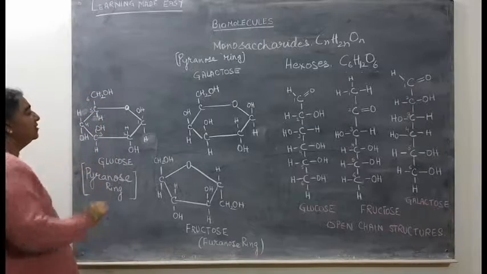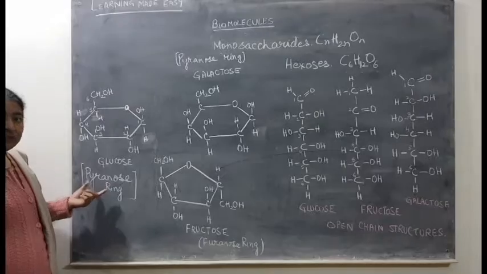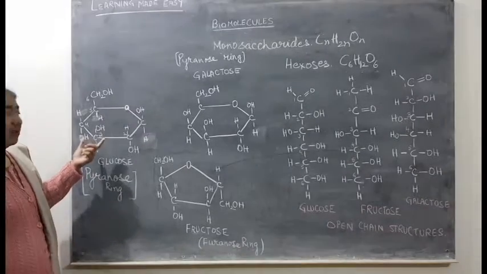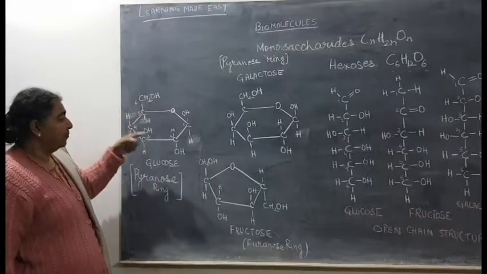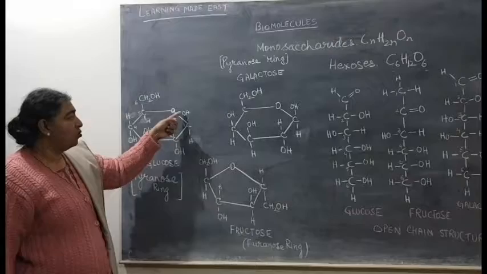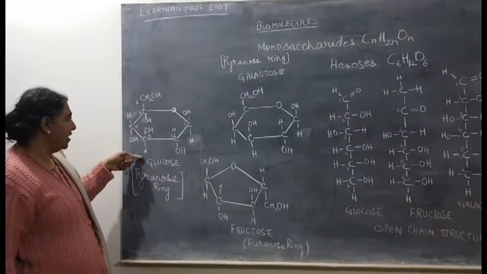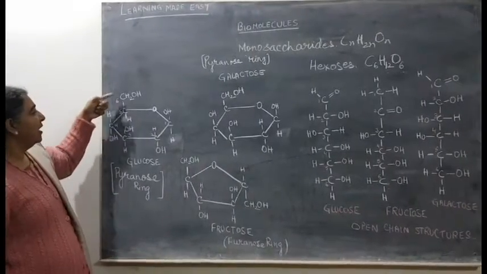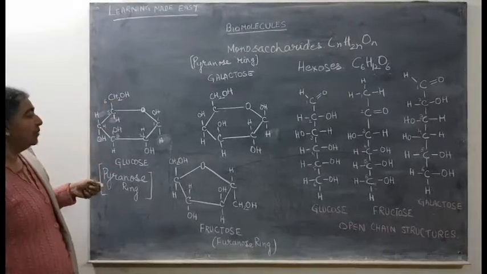We find that this ring structure is a pyranose ring. That means a hexagonal ring having 5 carbons in the hexagonal structure. The 6th carbon is outside the ring. Now the first has OH, H, then it is H, OH, OH, H, and the 4th carbon H, OH, and then the 6th carbon CH2 having an OH group.